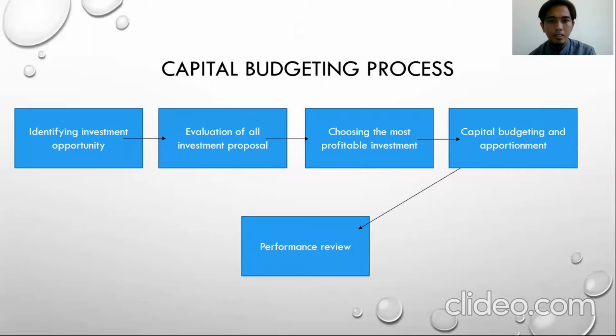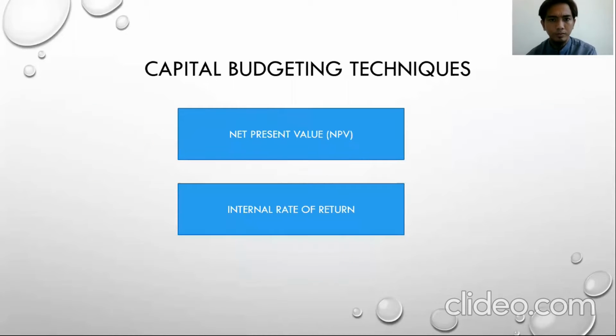The next is the capital budgeting process. The first step is identifying investment opportunities, and next is evaluation of all investment proposals. Then choosing the most profitable investment, and then capital budgeting and apportionment. And the last one is the performance review. There are a few techniques in capital budgeting, and one of them is net present value and the internal rate of return. I will present the internal rate of return.